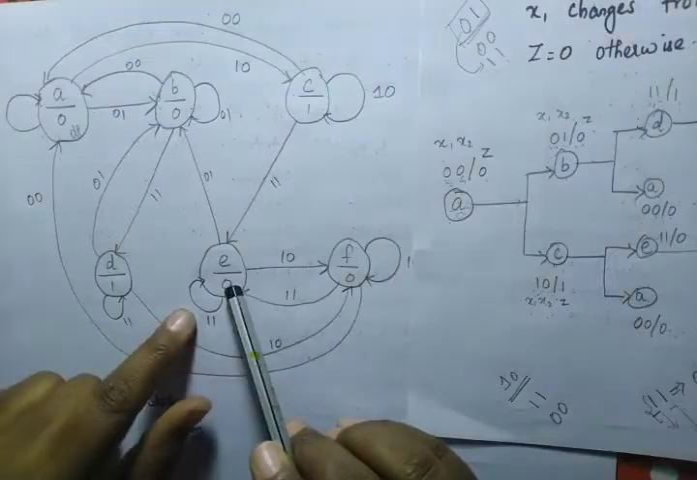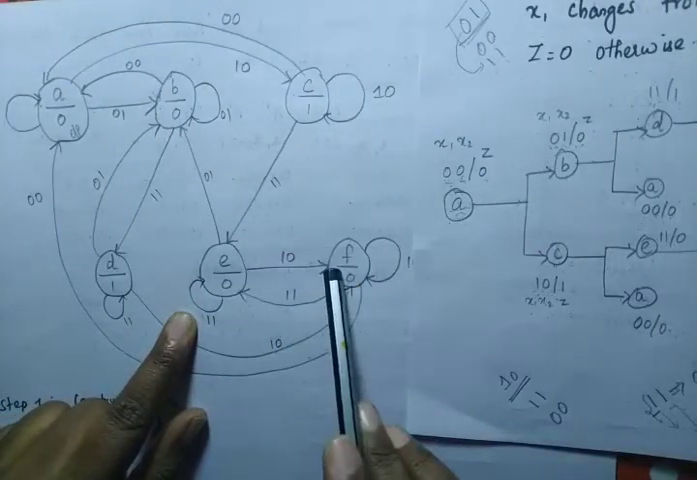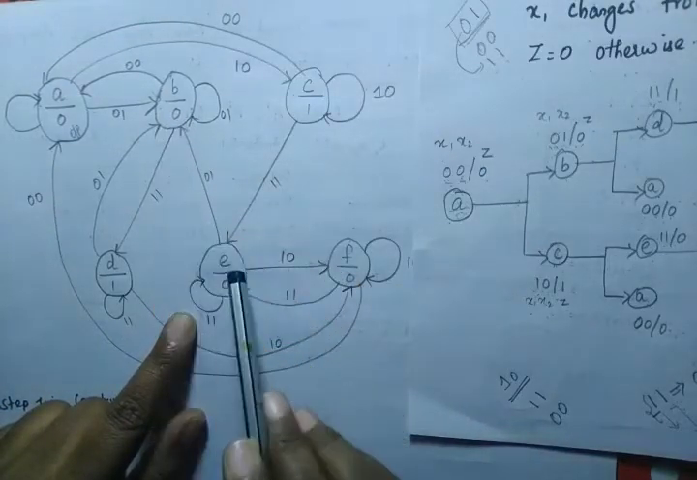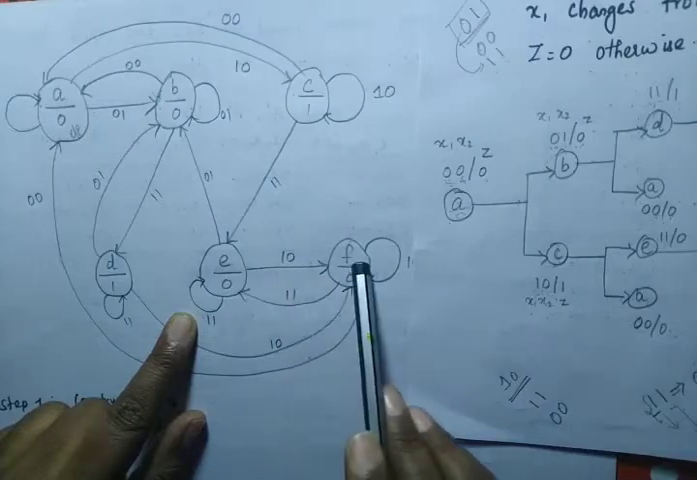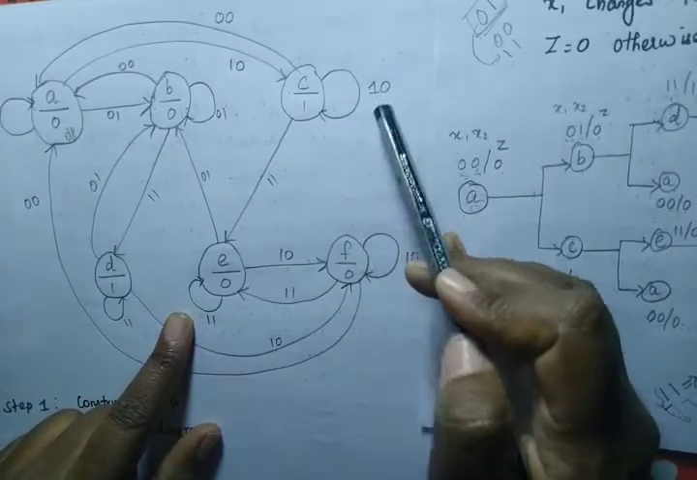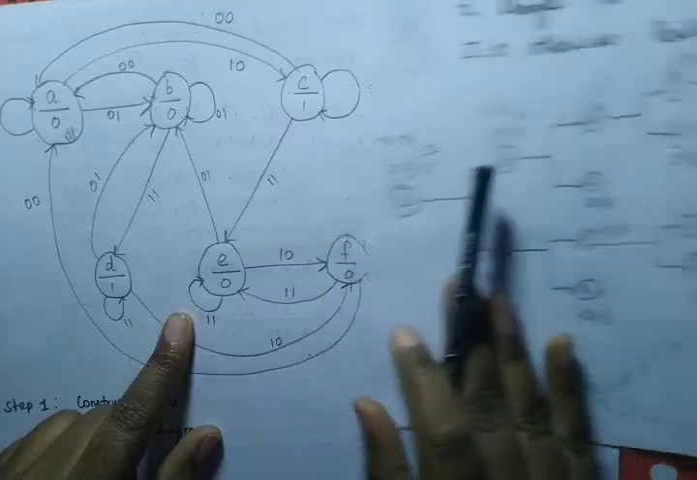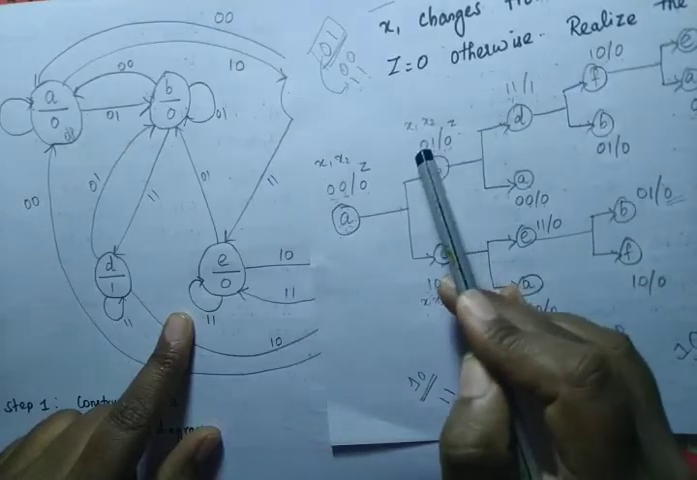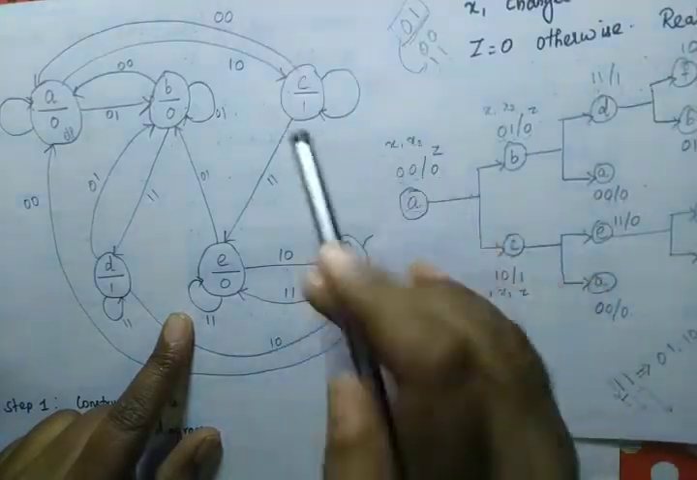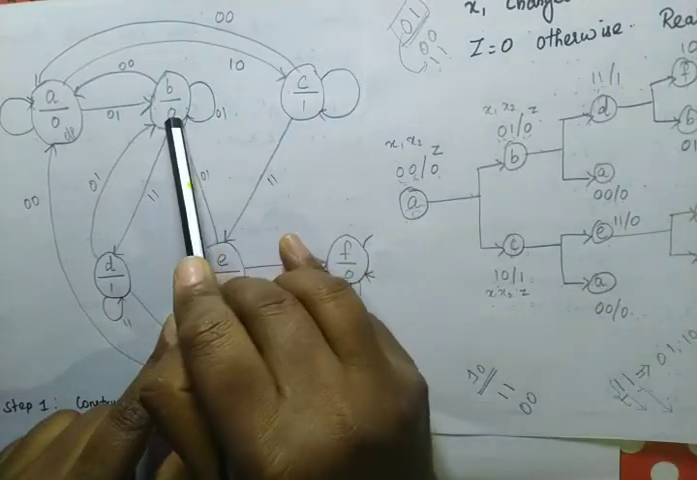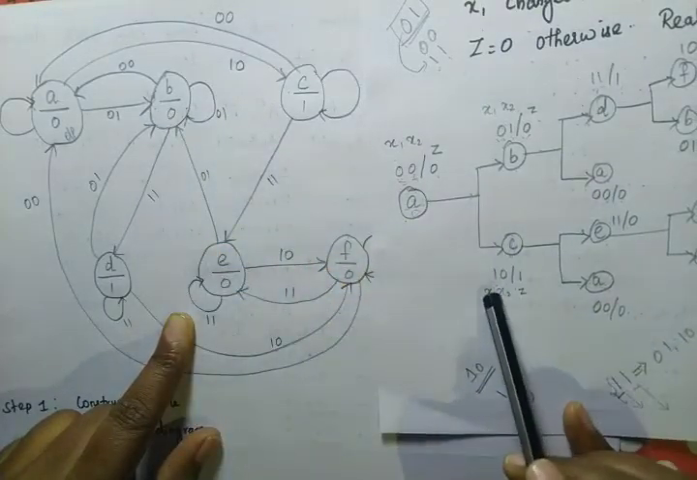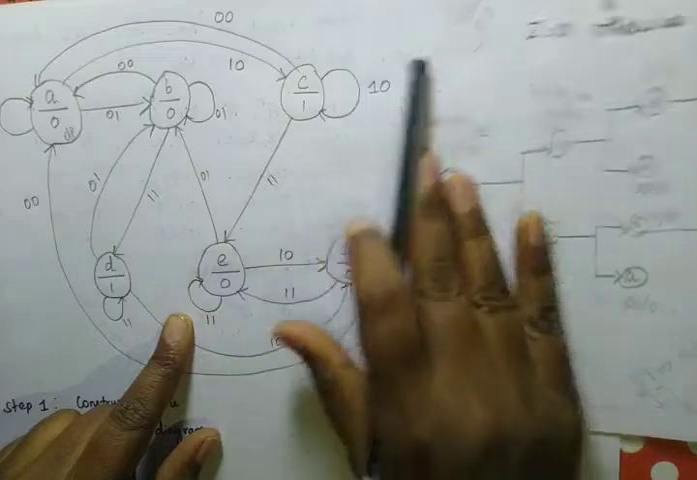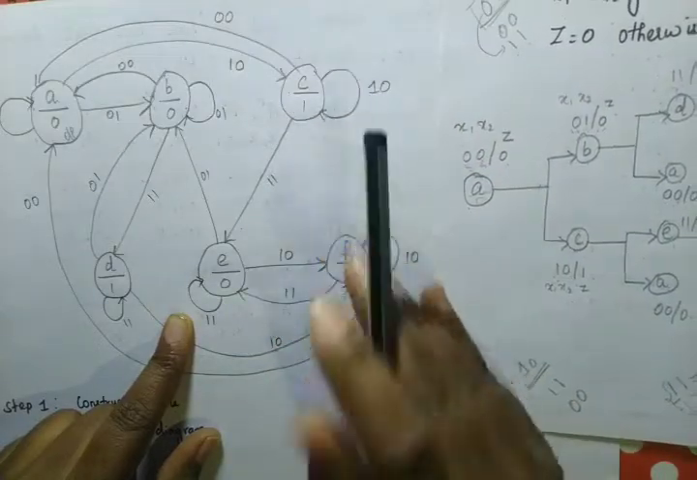So E will move to B and F. When it is 0 1 it will move to B. When it is 1 0 it will move to F. And here these conditions represent the self loops. So listen here. B, here we have 0 1. So B will remain in the same state when it is 0 1 and C will remain in the same state when it is 1 0.